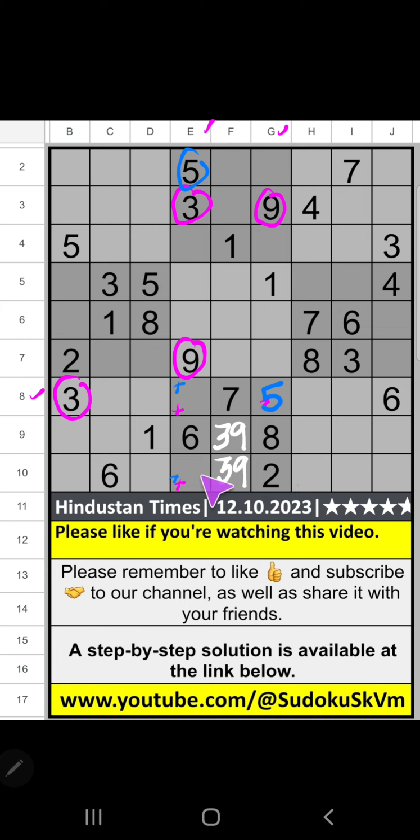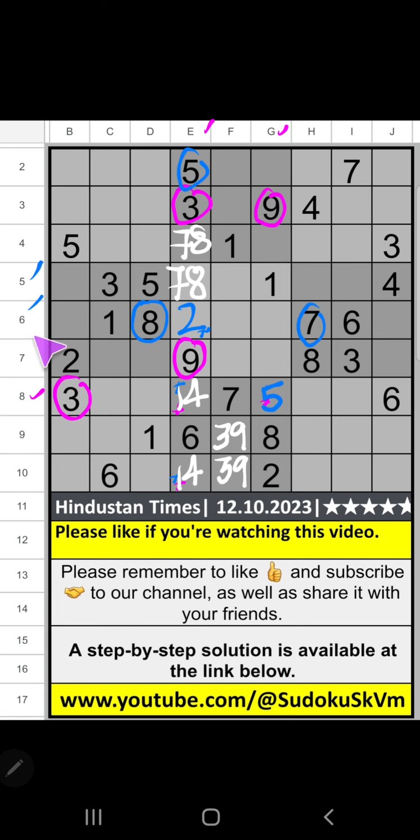Then 8th grid, 2 numbers are remaining, 1 and 4. It will come in one of these cells. We'll confirm later. Column E, 3 numbers are remaining, 7, 8, 2. 6th row, we have 7 and 8. So 7 and 8 can't come in this cell. It will come in any one of these cells. We'll confirm later. Then column E, only 1 number is remaining, 2. 2 is confirmed here.